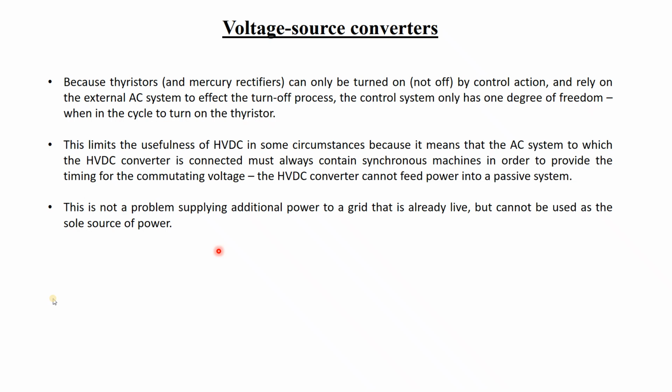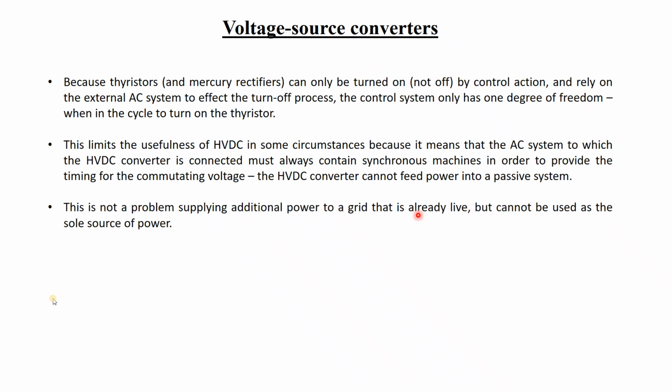That means if you are connecting HVDC to a grid, but you are not using the HVDC line solely for a particular zone, fine. Suppose you are using HVDC for a typical zone, not connected to a grid, as a sole power source, then in that case you cannot use thyristors. Thyristor controlled 12 pulse converters, the LCC line commutated thyristors, are only used for grid connections.